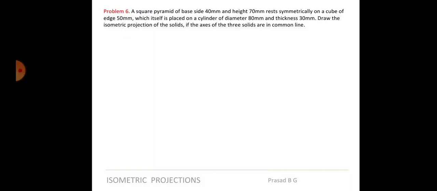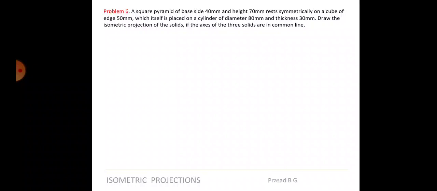All right. So draw the isometric projection of the solids if the axes of the 3 solids are in a common line. This is important. So that means they are all placed at the center. So it is not that one object, the cylinder, is there and the second, the cube, is kept on the side of that, and this pyramid is kept on one more side of that. No, they are all centrally placed. That means if you take the center of all the 3, they all come in the same line. That means you have to make sure that the center of the cube and the center of the cylinder is the same, and the center of the cube and the center of the base of the pyramid is the same.